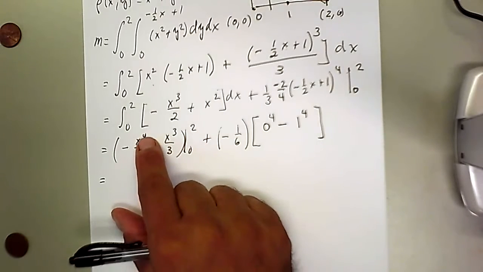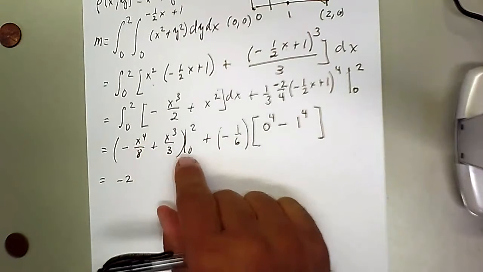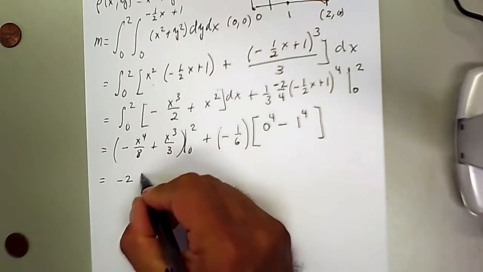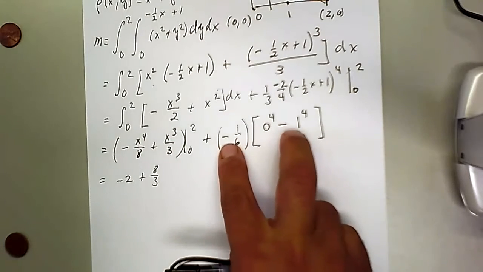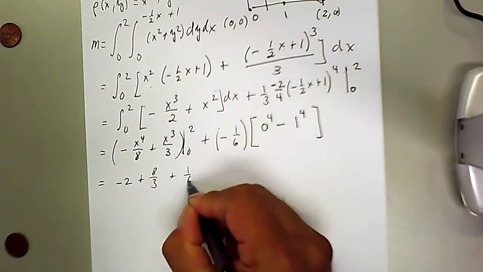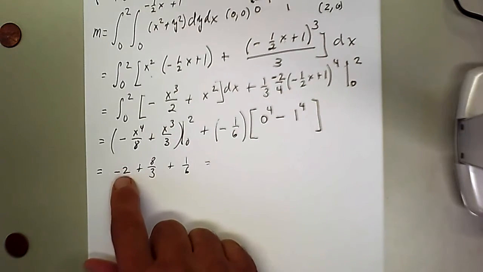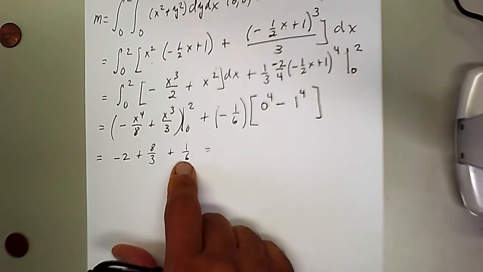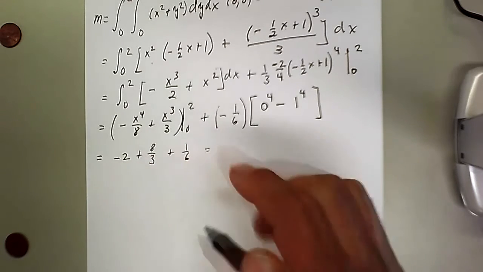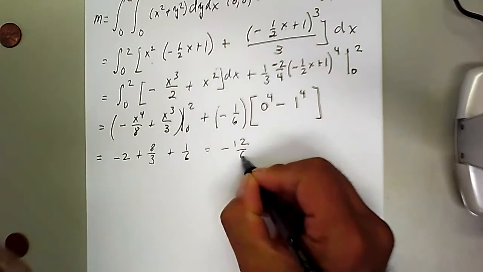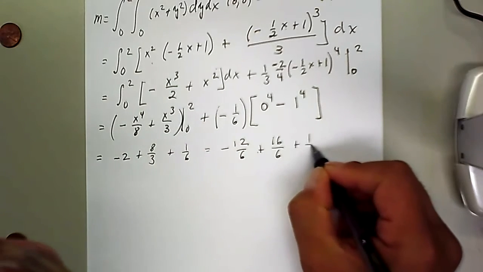Okay, so that is going to be 16 over 8. That is -2. 0 gives us 0. 8 over 3 plus 8 over 3. And then we have a double negative plus 1 over 6. Let's change everything to sixths, because that is the greatest common denominator. So that is -12 over 6 plus 16 over 6 plus 1 over 6.